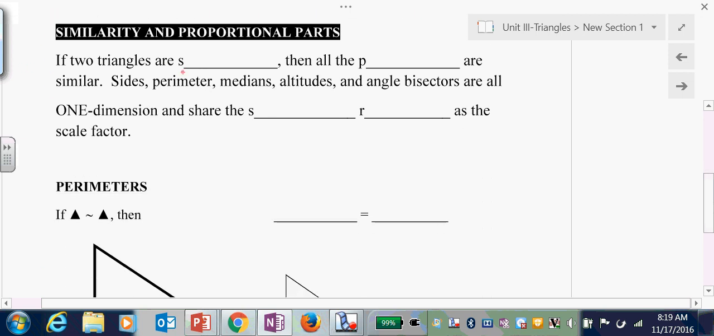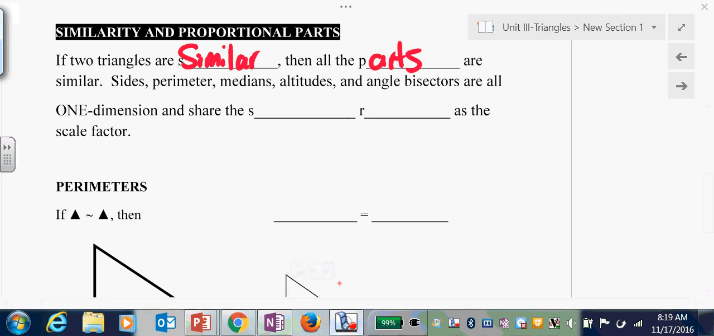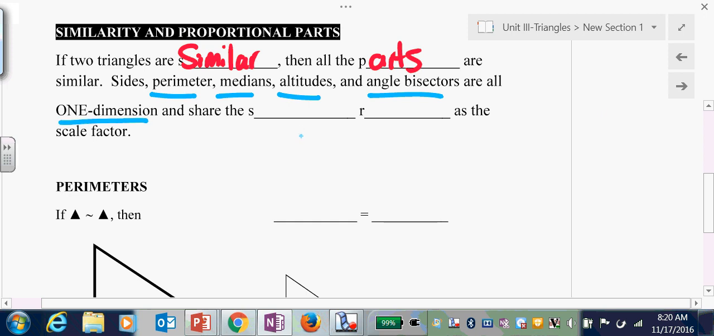So if triangles are similar, then all the parts are similar, including things like perimeter, medians, altitudes, angle bisectors. Anything that is 1 dimension shares the same ratio as the scale factor, which is also 1 dimension.